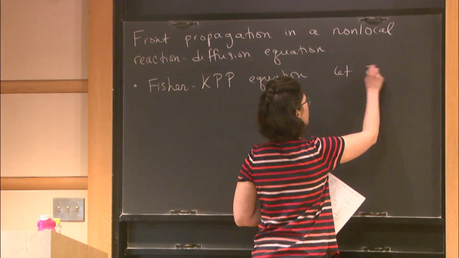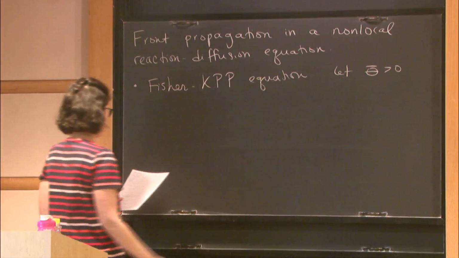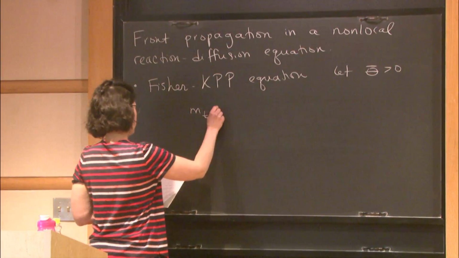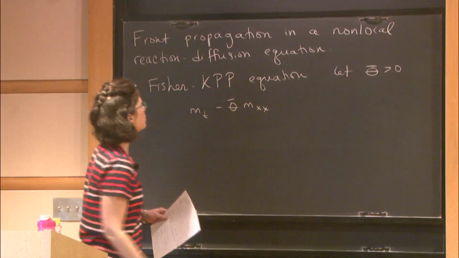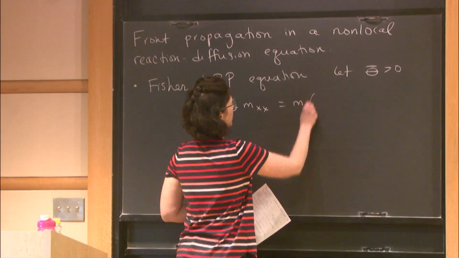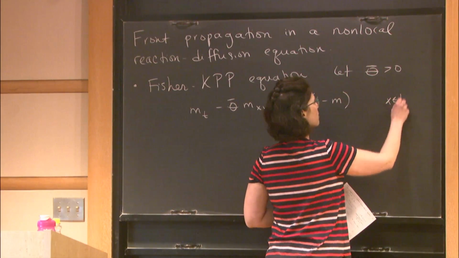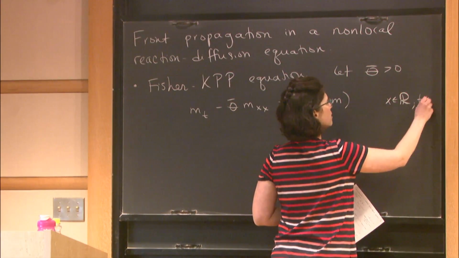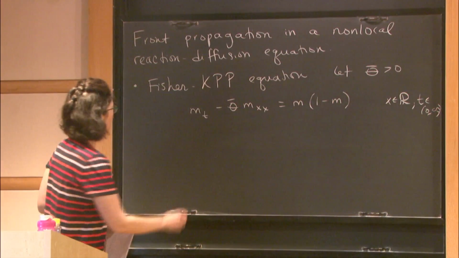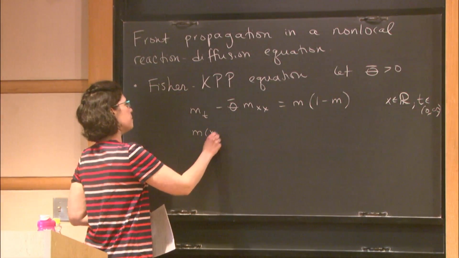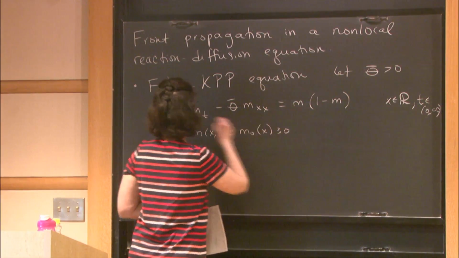So I'm going to have some positive number, theta bar. My PDE is as follows. It's a diffusion equation with theta bar being the diffusion coefficient, and it has this reaction term. So m is a function of x in R, and t in 0 to infinity. It has some initial data, some positive and non-negative initial data.